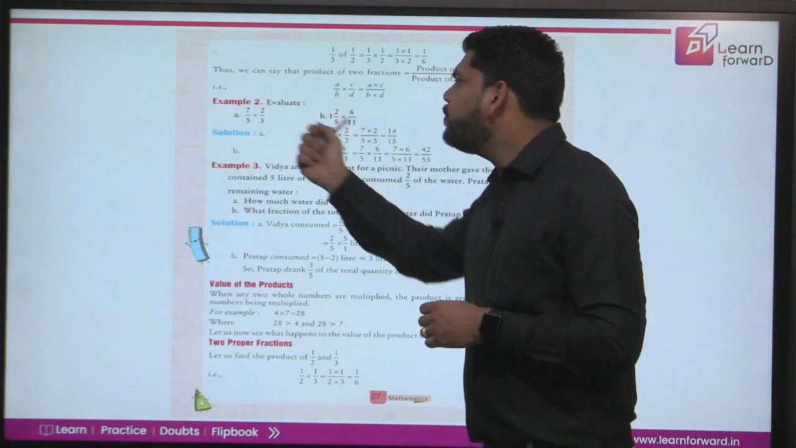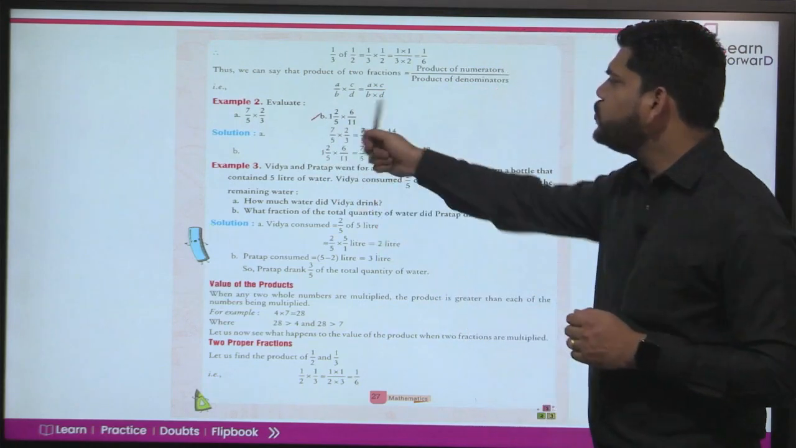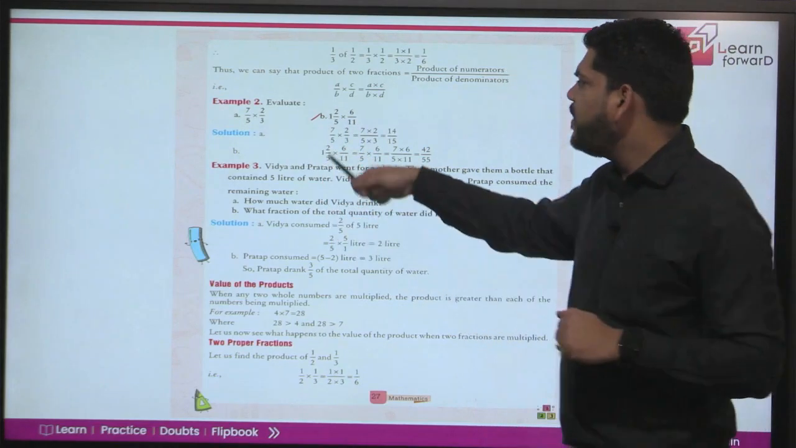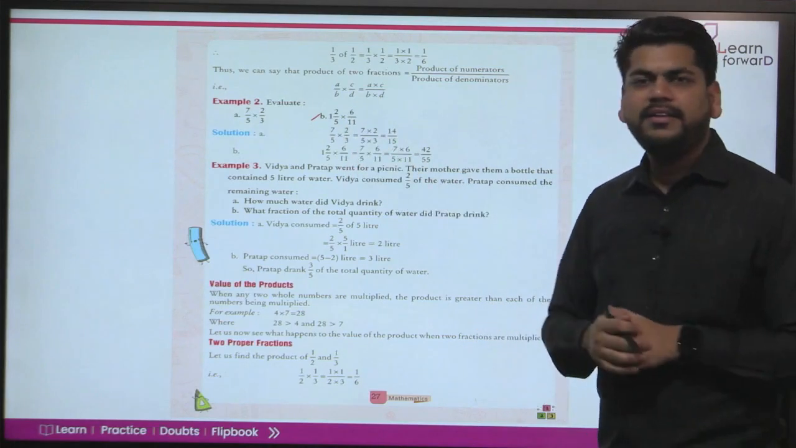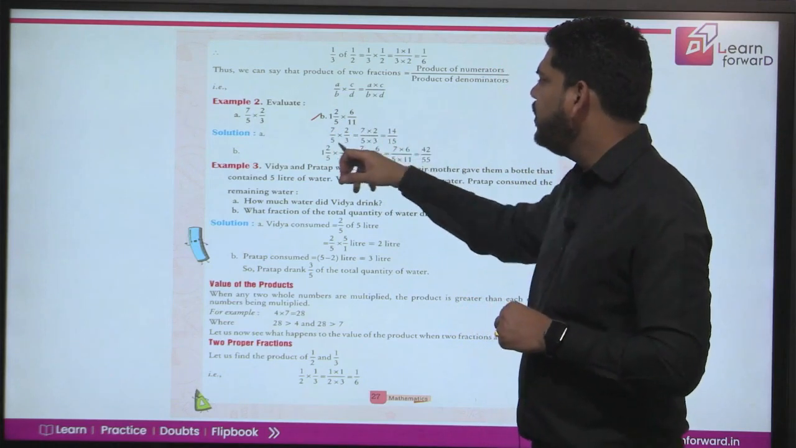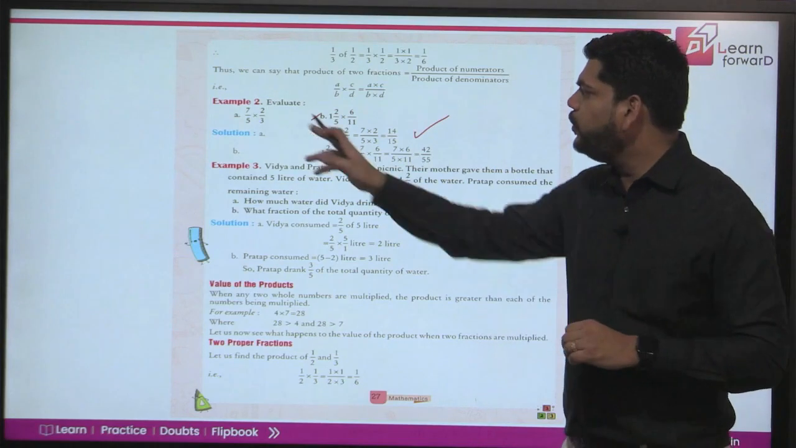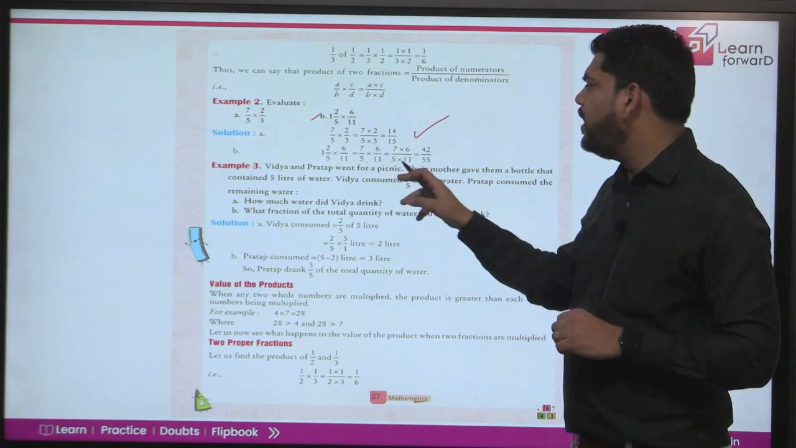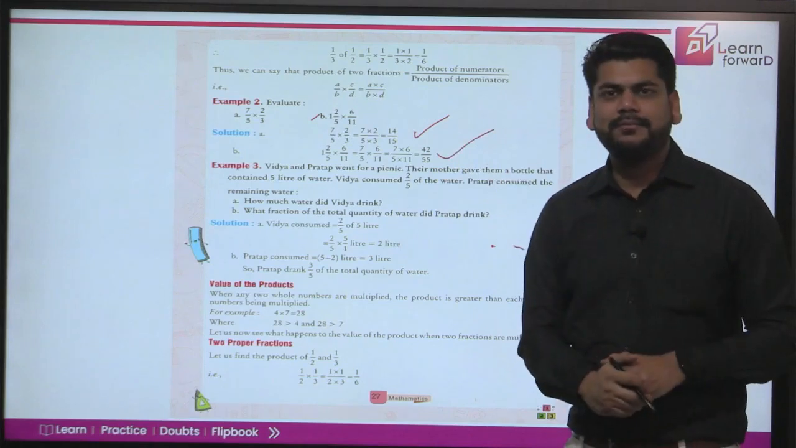Evaluate 1 and 2 by 5 multiply 2 by 3. Okay, let us do B part. First, we will be converting the mixed fraction into improper one. 5 ones are 5, 5 plus 2, 7. So the answer is 7 by 5 multiplied 2 by 3. So numerator will be multiplied with numerator. 7 2s are 14, 5 3s are 15. I hope that's fine with you. Okay, this was the A part. Here 7 by 5, 7 6s are 42, 5 11s are 55. So we have done both the examples over here.